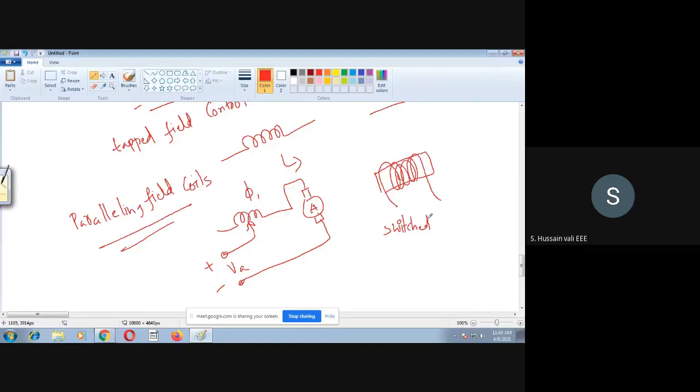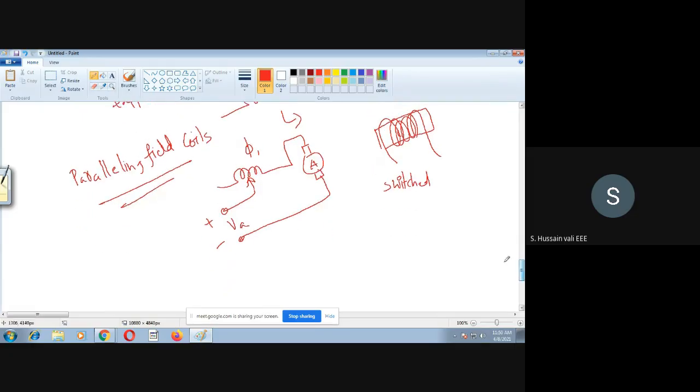These switches, sometimes you connect in position A, sometimes in position B. When you change the positions of the switches, obviously some coils will come in parallel. When they come in parallel, the flux developed also changes. So the entire thing is that you are changing the flux so that the speed will change. What is the important thing? One parameter you must keep in mind in the case of field control is this.